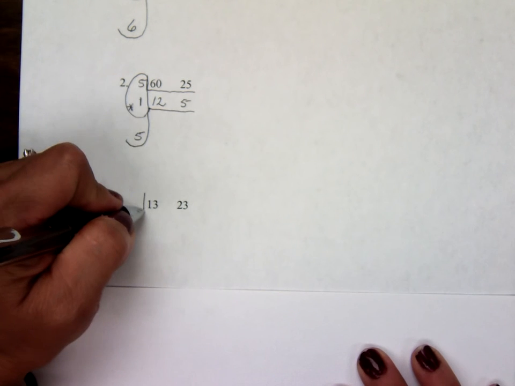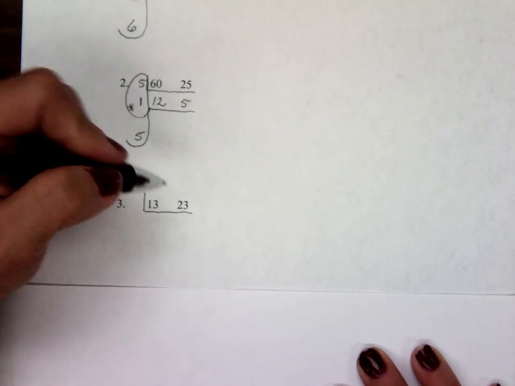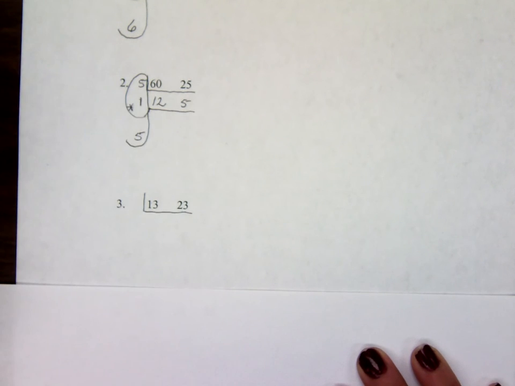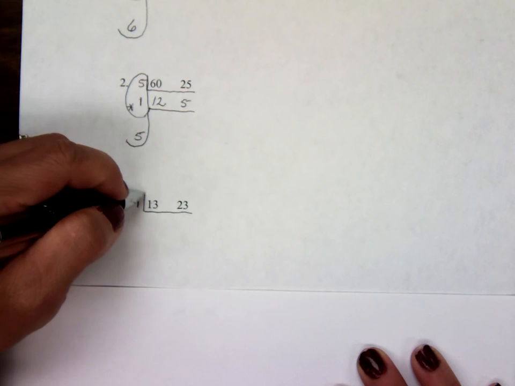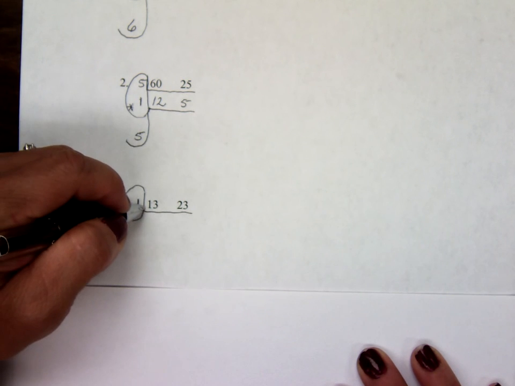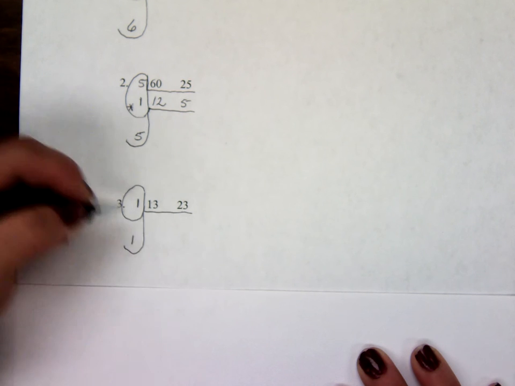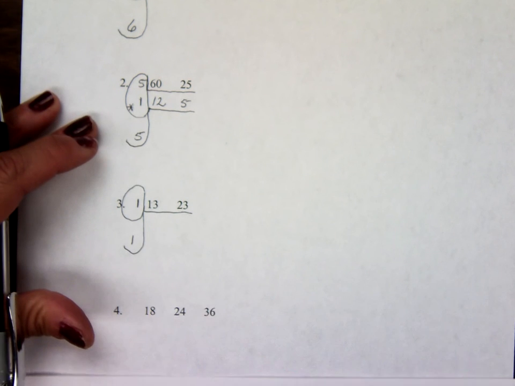13 and 23. Well, 13's prime, so you say, does 13 go into 23 at all? No, it doesn't. So the only thing they have in common is 1. So the greatest common factor or greatest common divisor is 1. Let's try it with 3 numbers.